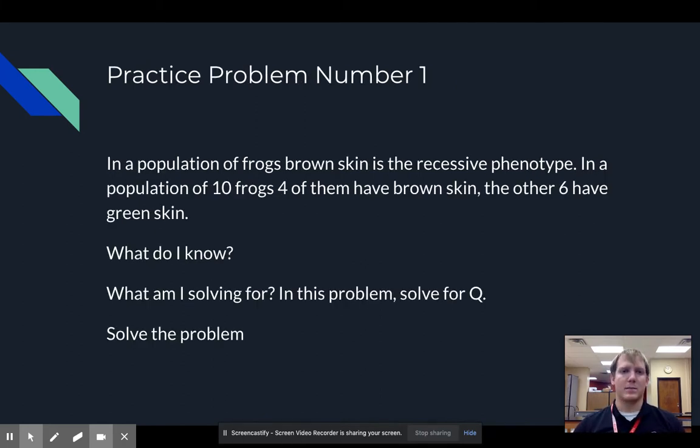All right, so practice problem number 1. So I'm going to write down my given information. Okay, in a population of frogs, brown skin is the recessive phenotype. So I'm going to write down brown equals recessive. Okay, in a population of 10 frogs, 4 of 10 are brown skin. The other 6 have green skin.